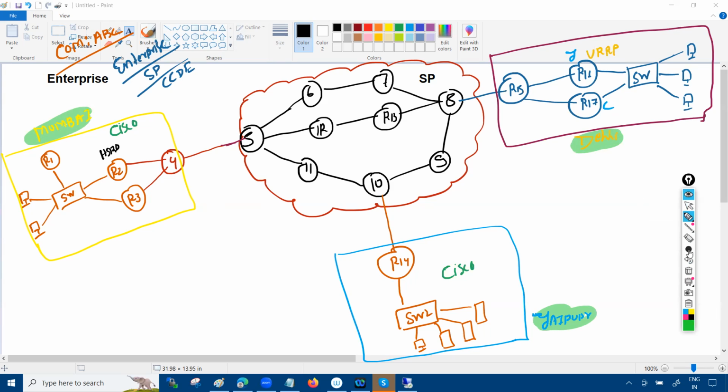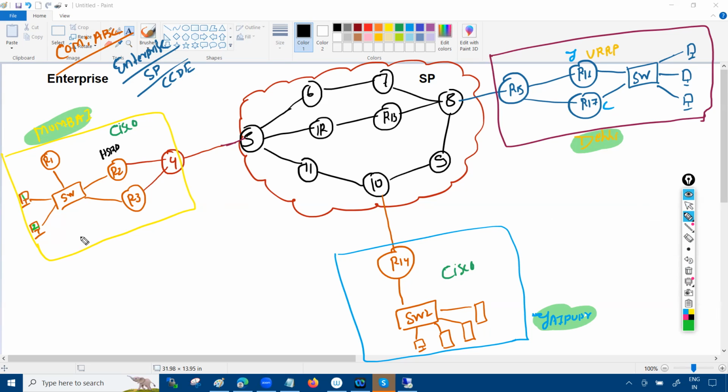If you see in this case, the PC1 wants to communicate with the PC2, they can easily communicate through the local switching mechanism because they are part of the same broadcast domain. If they are part of a different broadcast domain, the packet has to go through the router. That's called inter-VLAN routing.